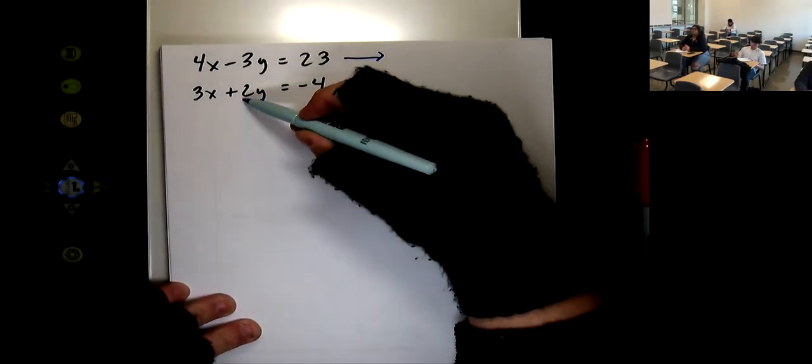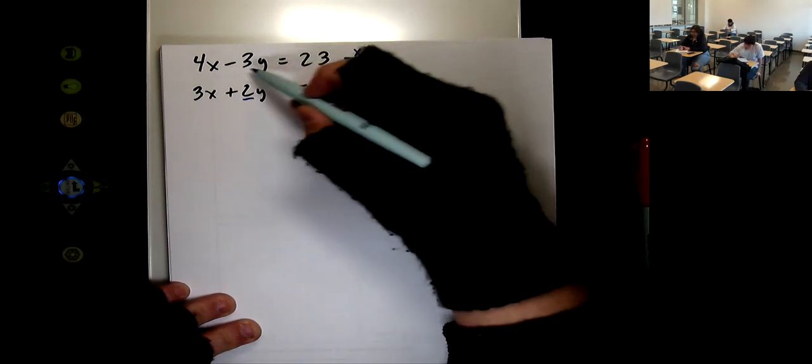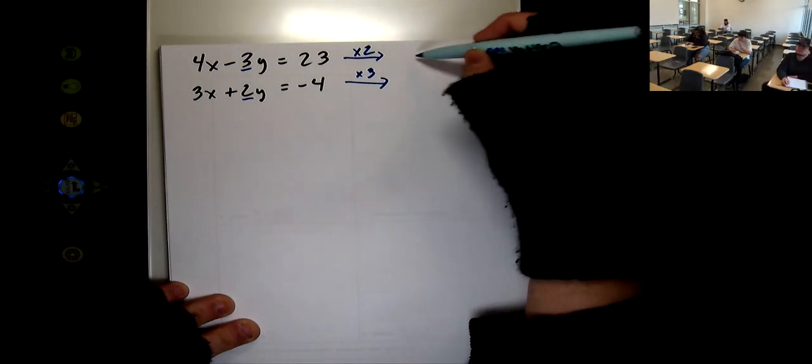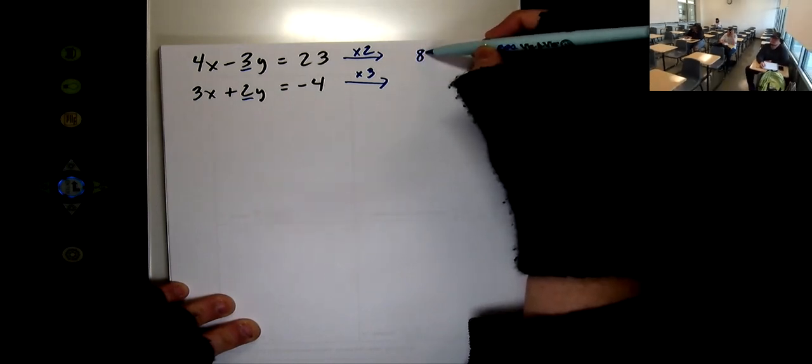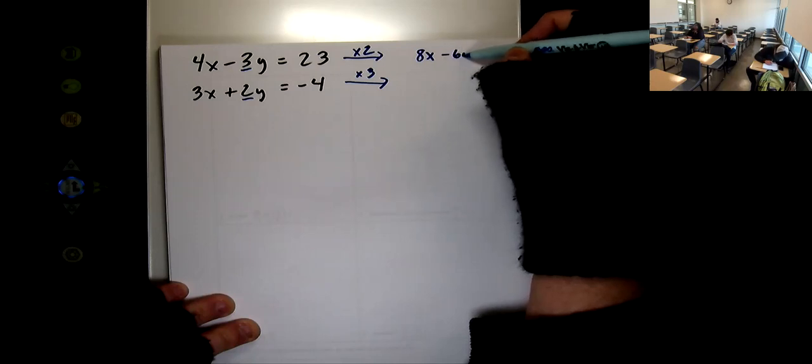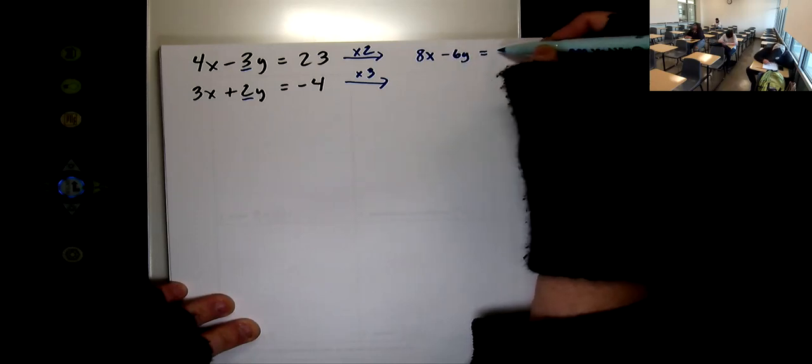We're gonna get rid of the y's, which means I'm gonna take this 2 and multiply it over here, and this 3 and multiply it over here. 4x times 2 is 8x. Negative 3y times 2 is negative 6y. And 23 times 2 is 46.